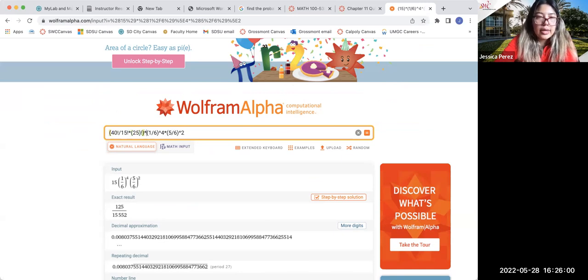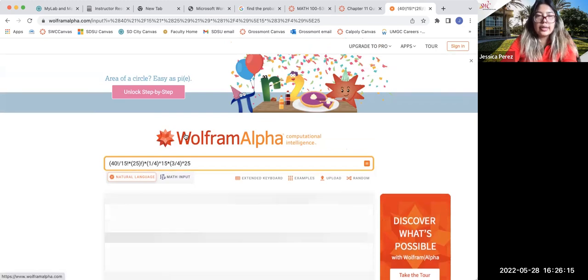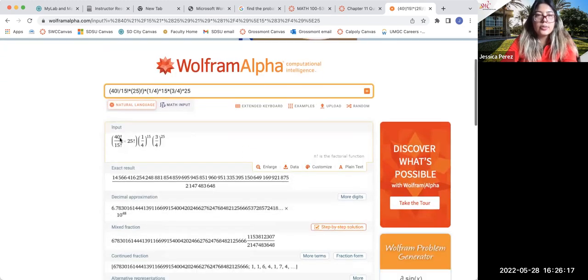And then, making sure that that's correct, times 1/4 raised to the 15th power, and then 3/4 raised to the 25th power. And let's double check that this is correct. So we have 40 factorial divided, so you have to be careful here.